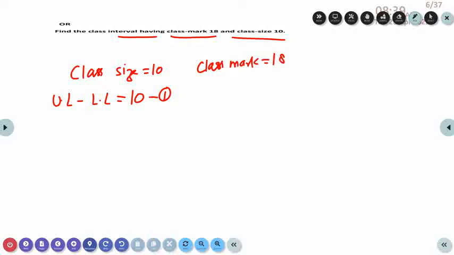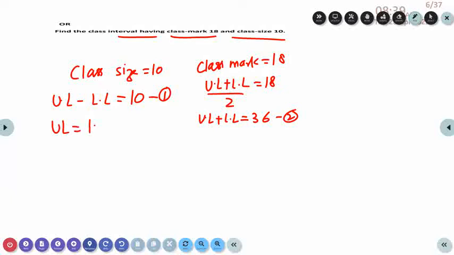So we have got two equations. Upper limit minus lower limit is 10 and upper limit plus lower limit is 36. Now on solving these two equations, we will get the answer. Here we can use the substitution method. From equation 1, upper limit will be equal to 10 plus lower limit. Now substitute this value of upper limit in equation 2.